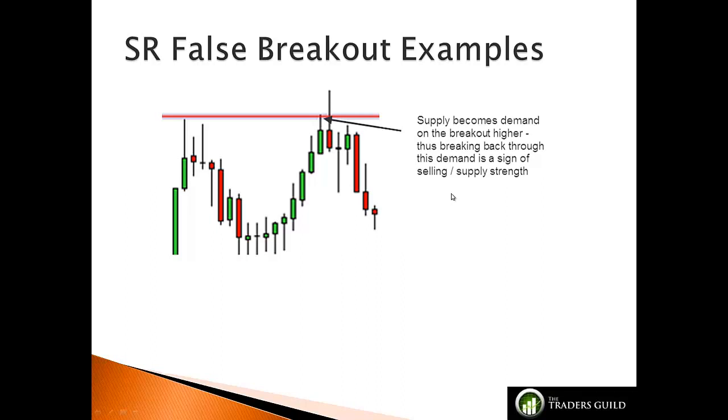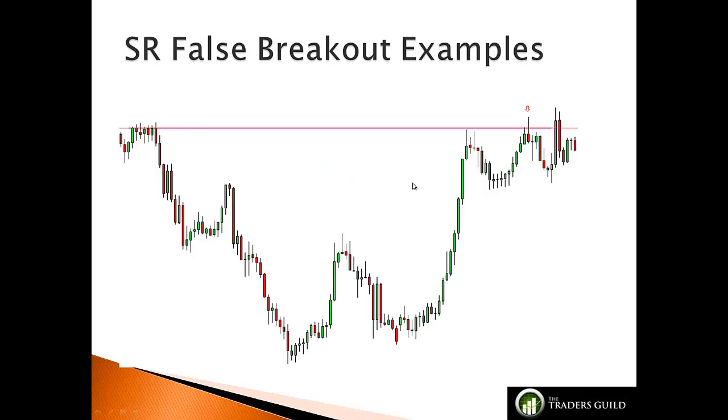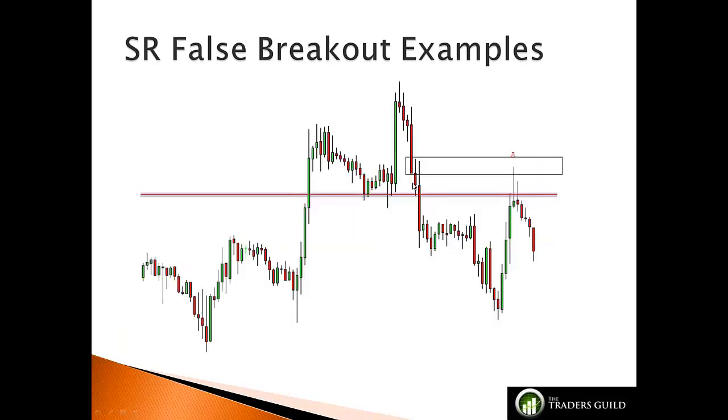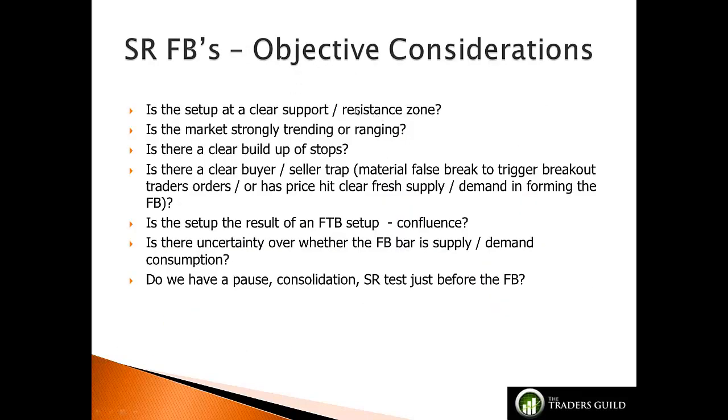so just to recap, clear SR, trending or ranging market. Ranging is always going to be preferential to a trending market in terms of going against a strong overall trend or, more importantly, a strong immediate impulsive trend. We always have to be able to conclude that there's a clear build up of stops and there's a clear trigger of breakout orders. Okay, asking ourselves, is this an area where stops are going to be built up? Is this an area where breakout traders are going to be looking to trade?